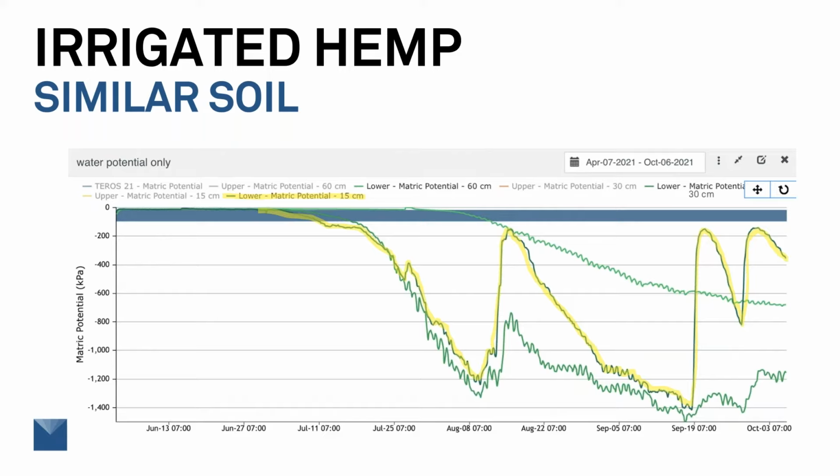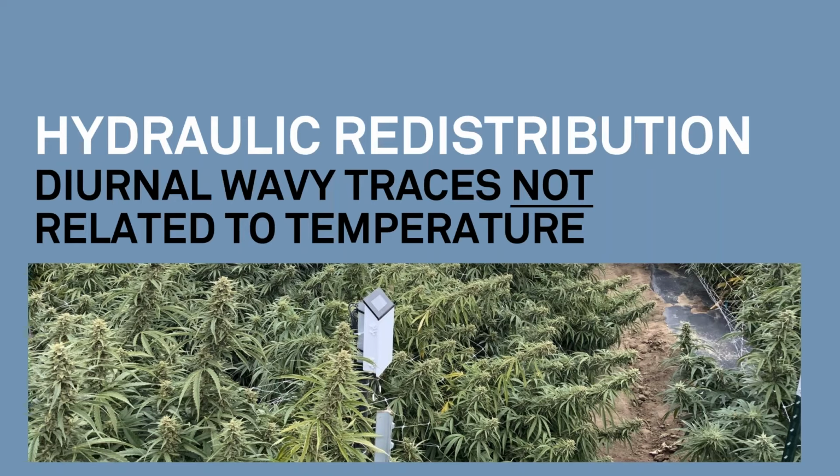So at 15 centimeters water content, we got 30 centimeters water content taking up water after the 15. And finally, that kind of ran out of that, so the roots go down to 60 and take up a bunch of water down there as well. So we can see kind of a similar behavior with this poorly irrigated hemp crop.